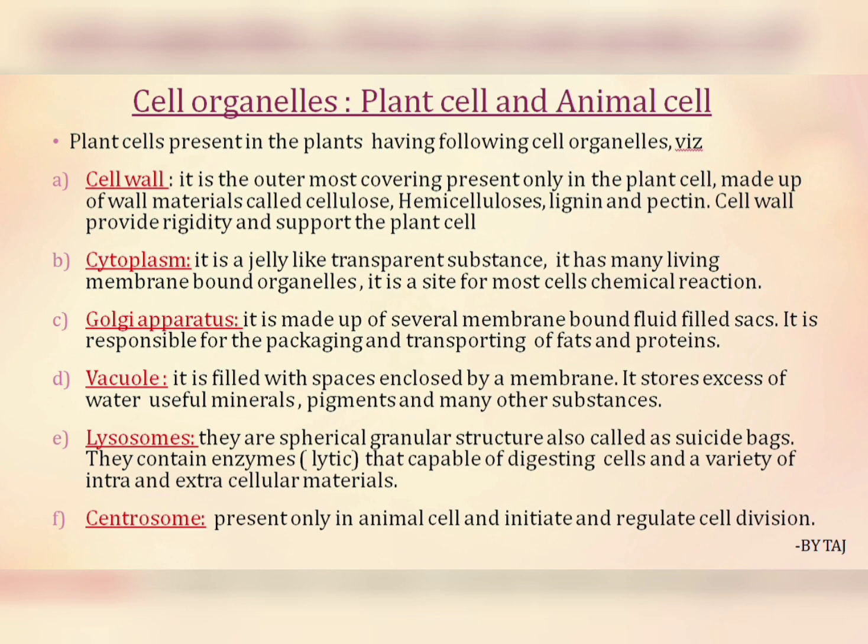So coming to the first cell organelle, that is the cell wall. It is the outermost covering of a cell present only in the plant cell, made up of materials called cellulose, hemicellulose, lignin and pectin. The cell wall provides rigidity and support to the plant cell. Along with the function, I am going to explain it here itself.